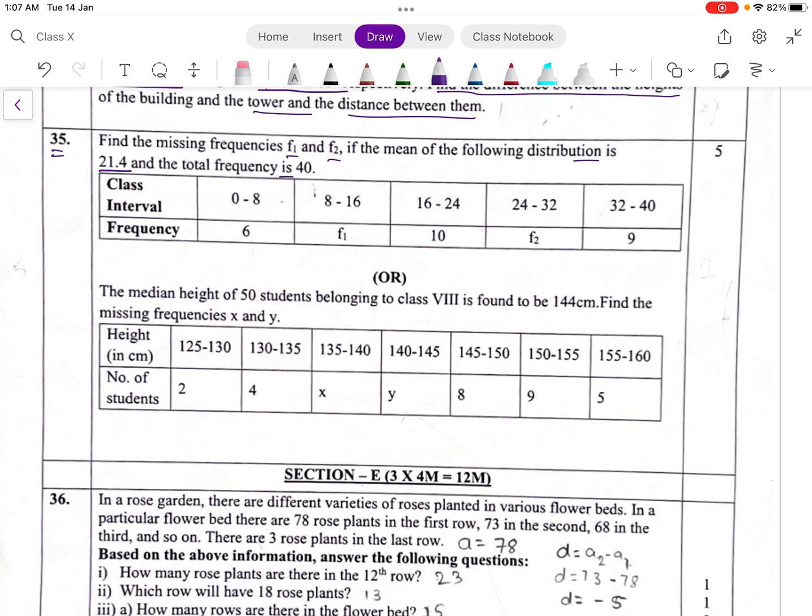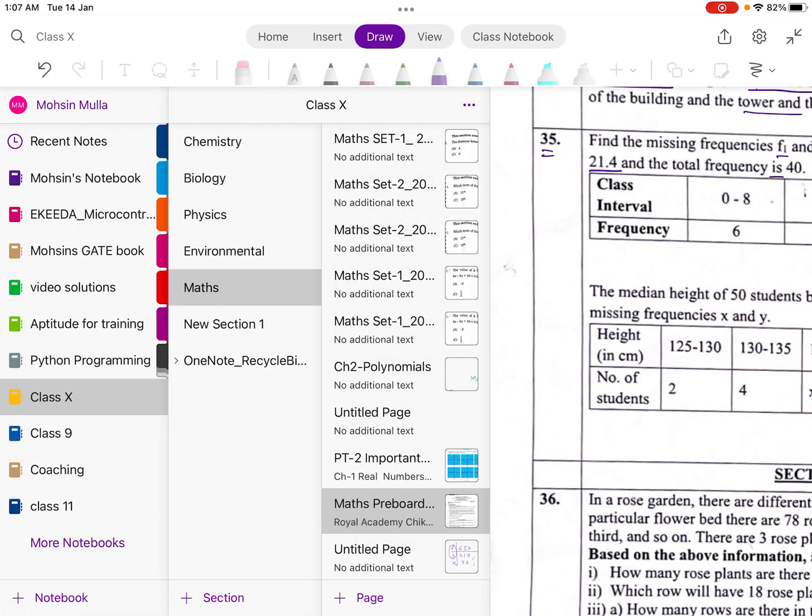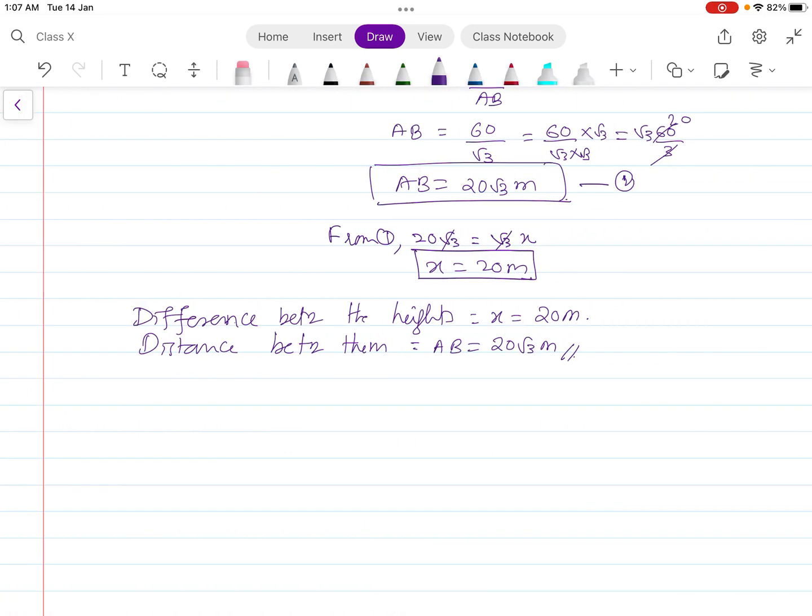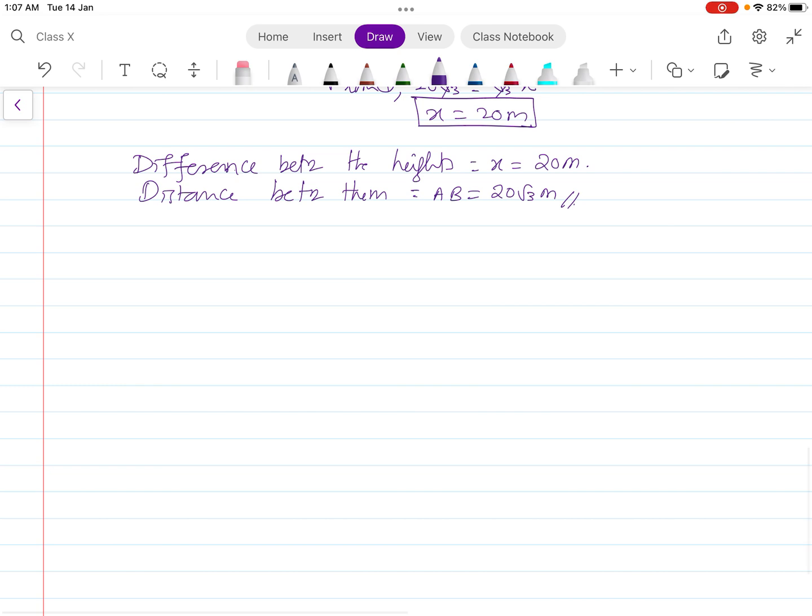In the beginning, by just seeing the mean, it appears to be a very simple question, but here two variables are given, f1 and f2, so it takes time to get the required answer. Even the second option is on the median, where unknown x and y are there. Anyhow you have to simplify both of these to get full marks here. So let us see how we could have solved that question to obtain the values of f1 and f2. That is the 35th question here.